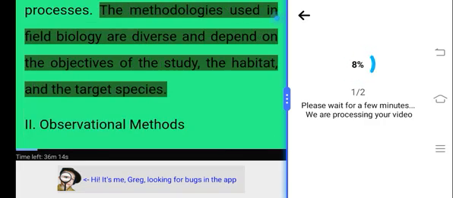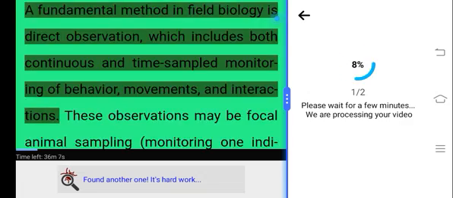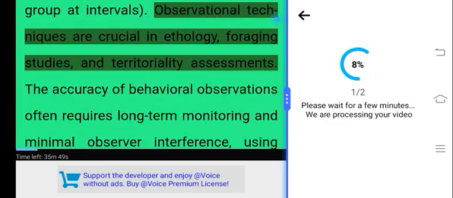The methodologies used in field biology are diverse and depend on the objectives of the study, the habitat, and the target species. Observational methods. A fundamental method in field biology is direct observation, which includes both continuous and time sample monitoring of behavior, movements, and interactions. These observations may be focal animal sampling, monitoring one individual, or scan sampling, scanning a group at intervals. Observational techniques are crucial in ethology, foraging studies, and territoriality assessments.